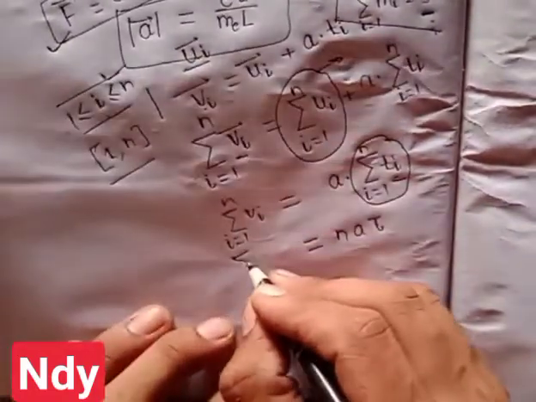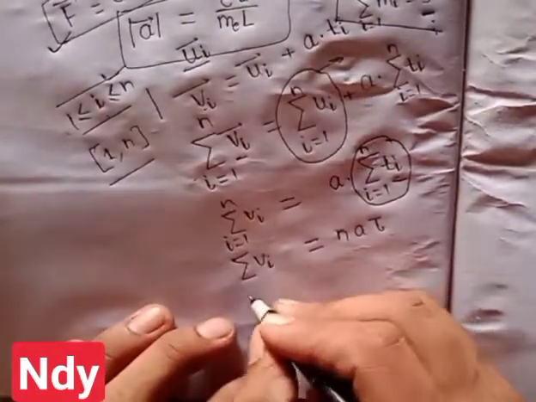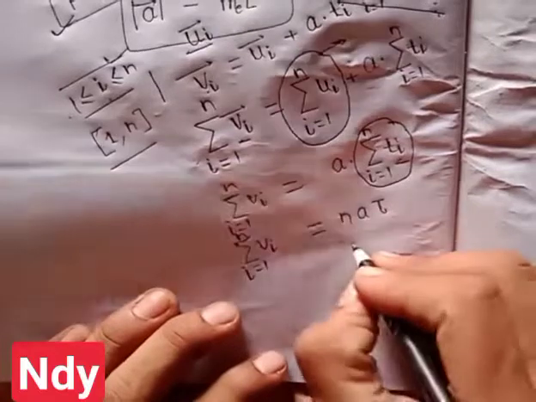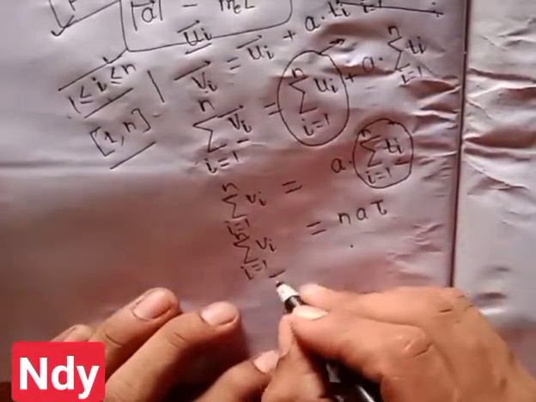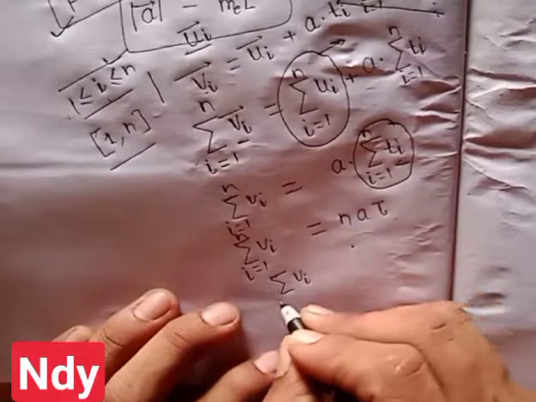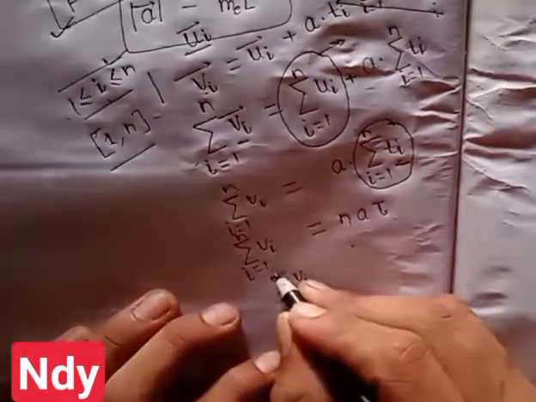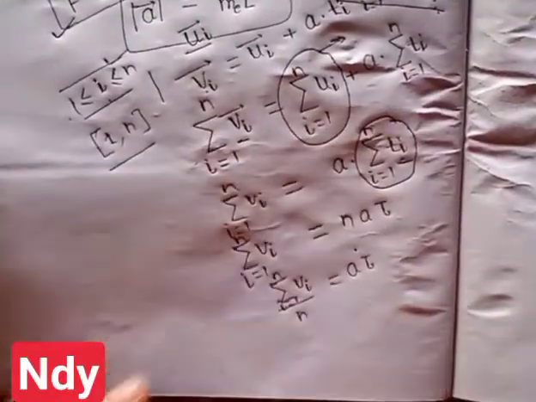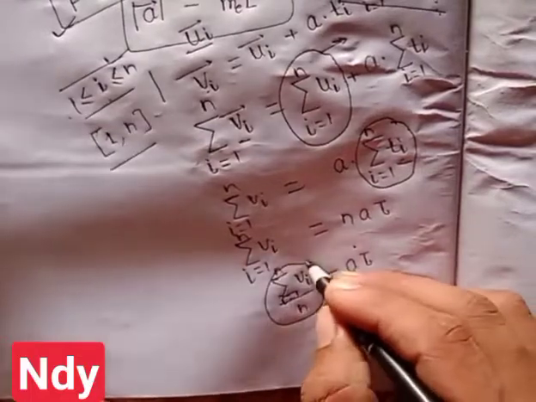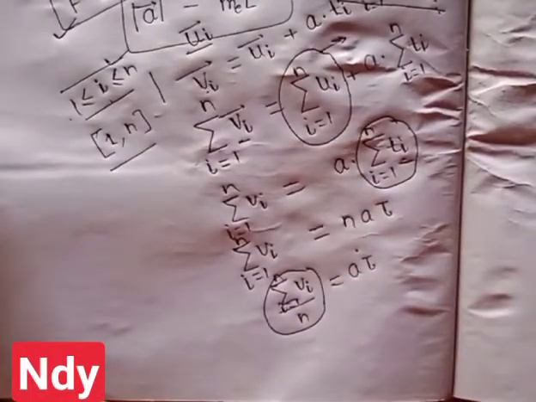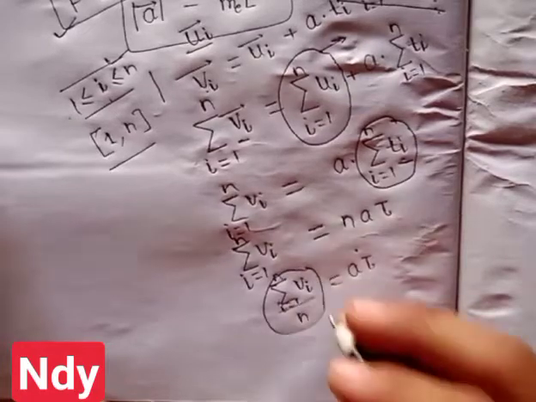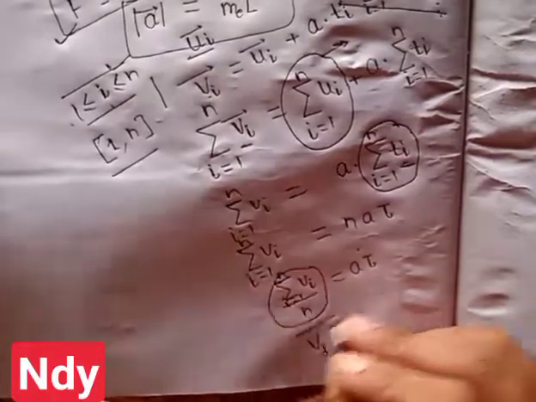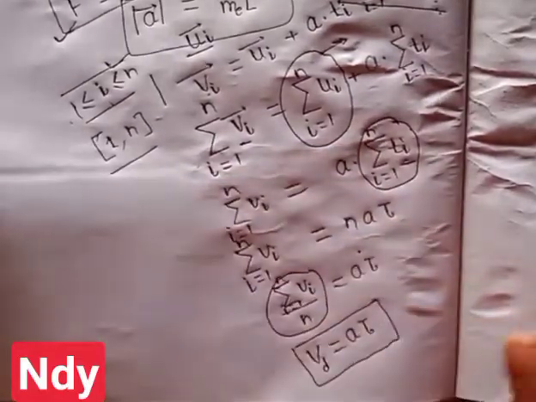So this will be sigma vi, i runs from 1 to n, and we can manipulate this. We can write sigma vi by n, i runs from 1 to n, that is a tau. And we know this is the average velocity of these resultant velocities. So let this be vd. This vd is called the drift velocity.